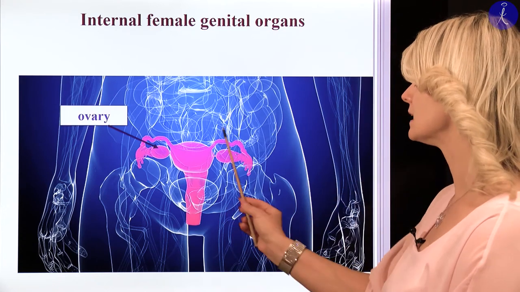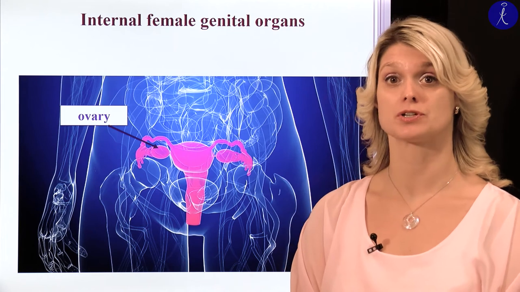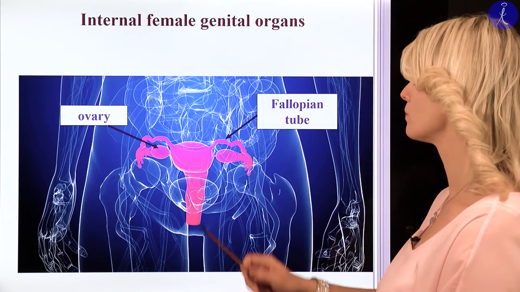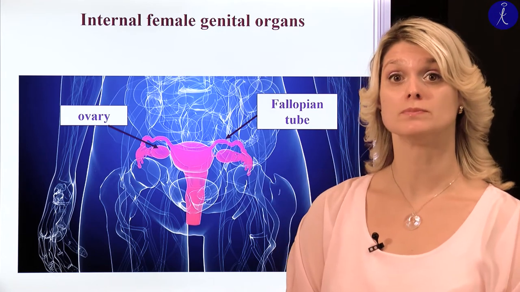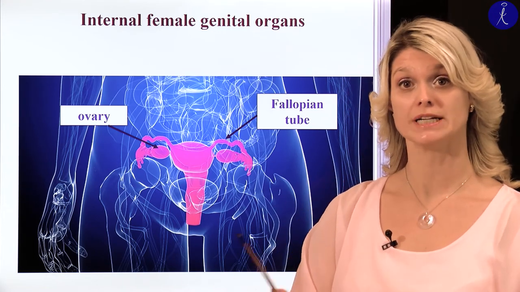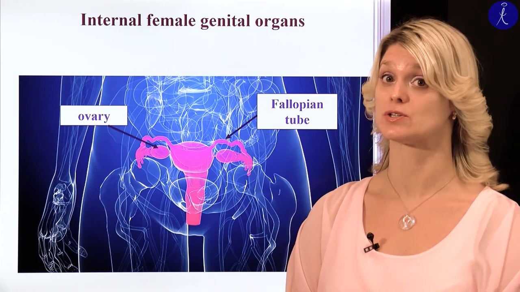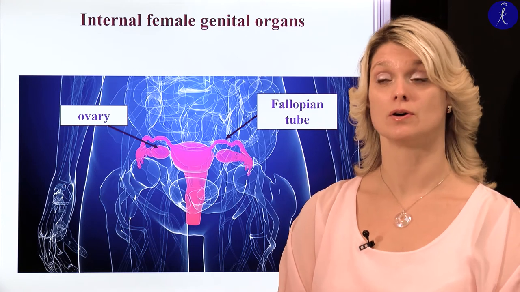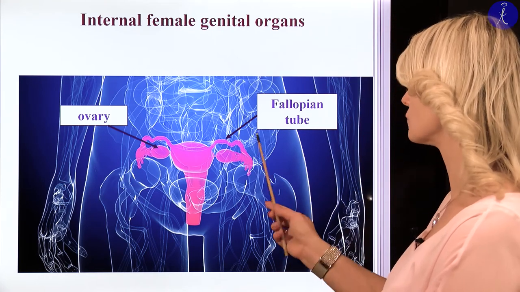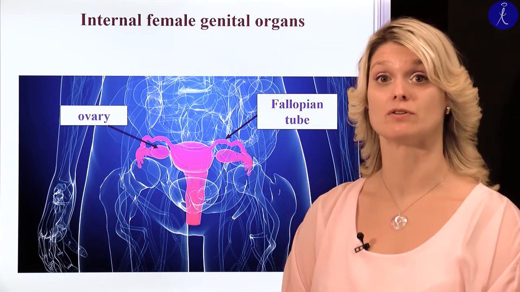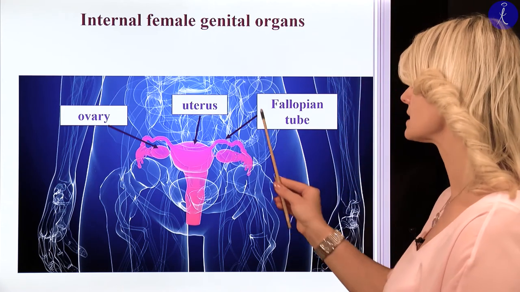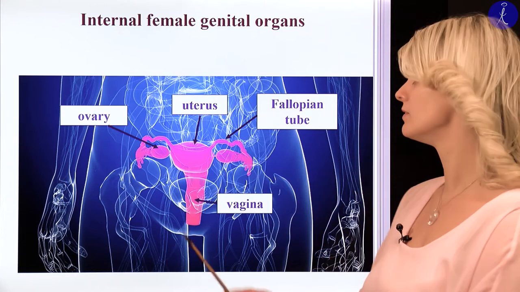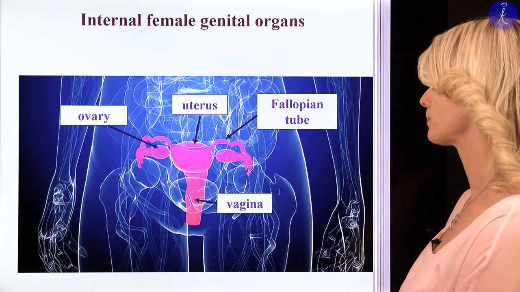We will see the ovaries, which are paired organs. And after, we will talk about the fallopian tube, which forms a connection between the ovary and the uterus. You see, it's not a direct connection. It helps the oocyte to go from the ovary towards the cavity of the uterus. After, we will see the structure of the uterus. And finally, we will see the vagina.